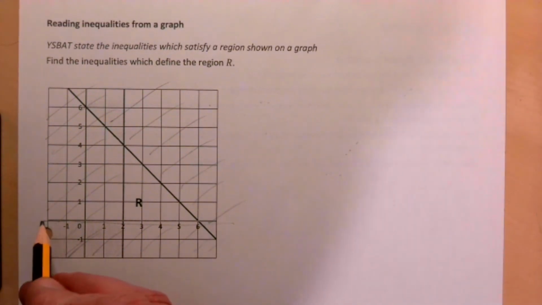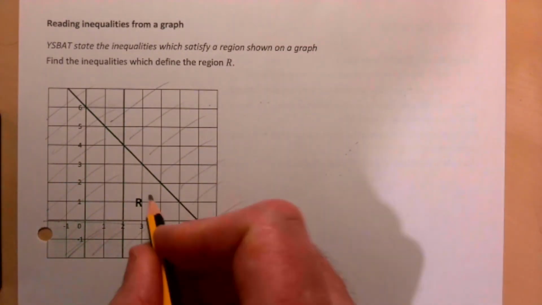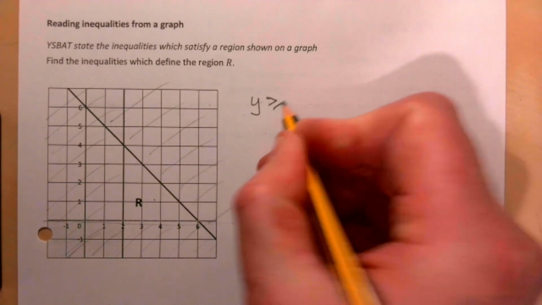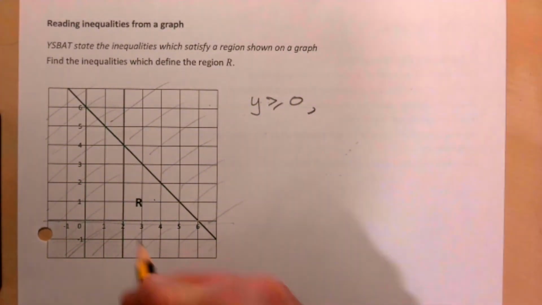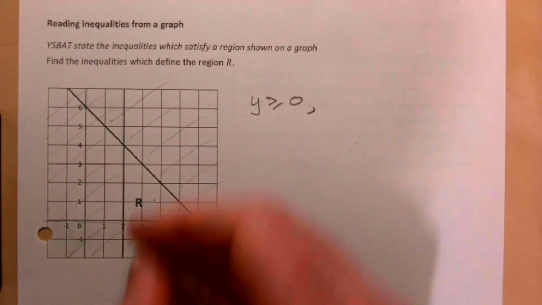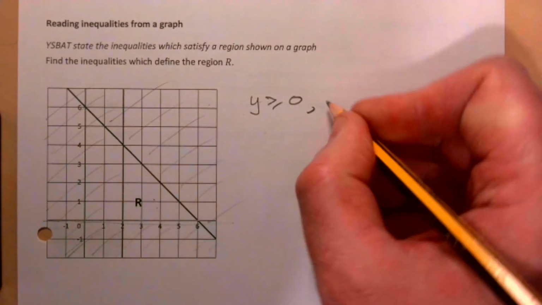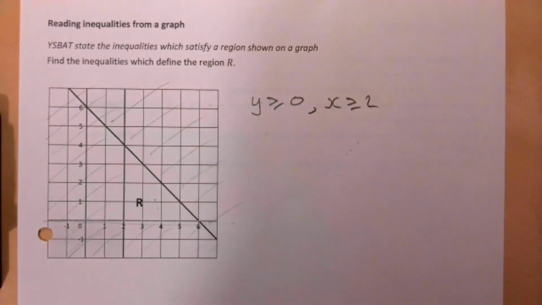So let's start with this one here. That is the line y equals 0, and above it is true, so it must be y is greater than or equal to 0. This one here, that's a vertical line. Remember, these are the wrong way around. That's the line x equals 2, and we want the right hand side of it, so it must be x is greater than or equal to 2.